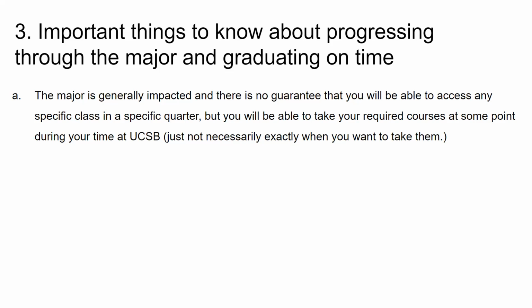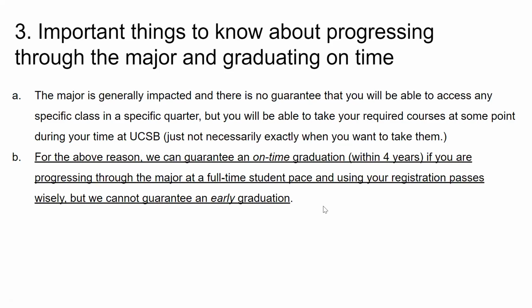If you are planning yourself in the hopes that you can graduate early, it is possible, but we can't magically make more room in our classes. If you want to graduate early, you kind of have to just go with what's available at the time that you are enrolling. You will be able to take all of your required courses at some point, just not necessarily exactly when you want to take them. So as we said, for the above reason, we can for sure guarantee an on-time graduation within 4 years if you are progressing through the major at a full-time recommended student pace, and if you're using your registration pass times wisely, if you're enrolling in your required courses as soon as you get the opportunity to. We just can't guarantee that you will graduate early.